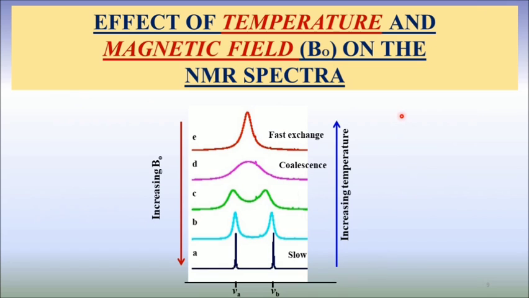In this, let us see the effect of temperature and magnetic field on the NMR spectra of fluxional molecules. With the increasing temperature, there is a fast exchange and the two signals slowly merge and become a single sharp line. With the increasing field strength, the two signals are well resolved.